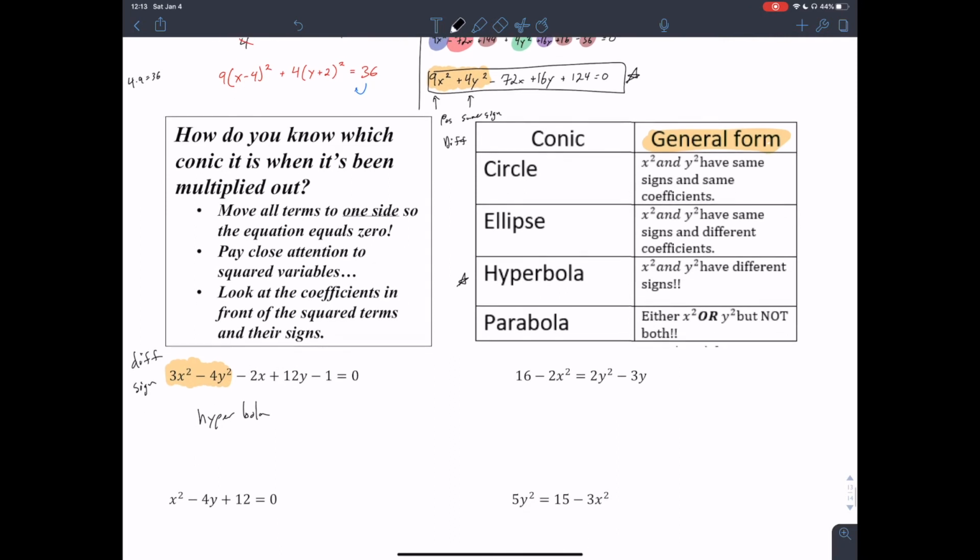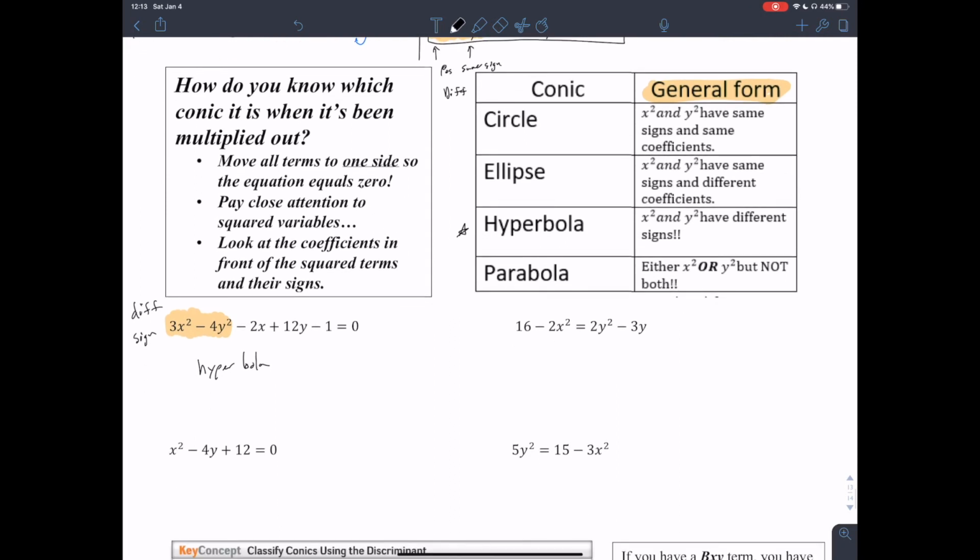Okay. Now, sometimes we need to get it into standard form. So we have to move everything to one side. So here's how, some steps. Move all terms to one side so the equation equals 0. So number one, we didn't have to do that, but number two, we do. Pay close attention to squared variables, and then look at coefficients in front of the square terms.